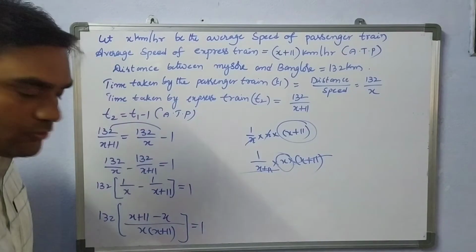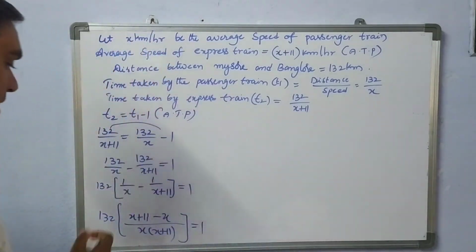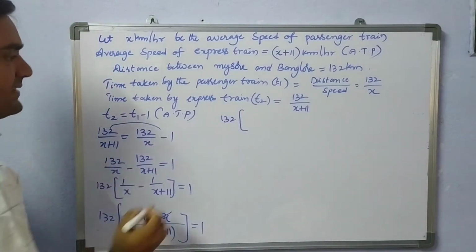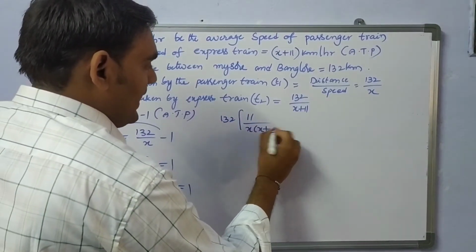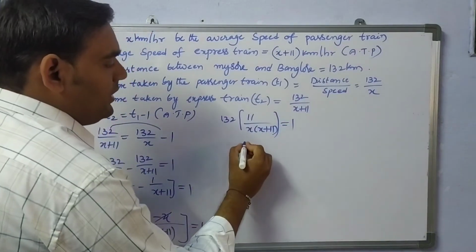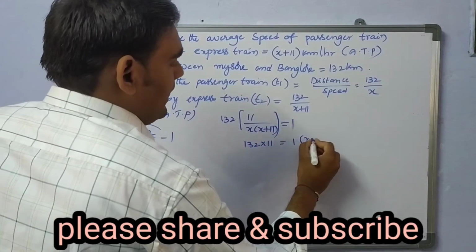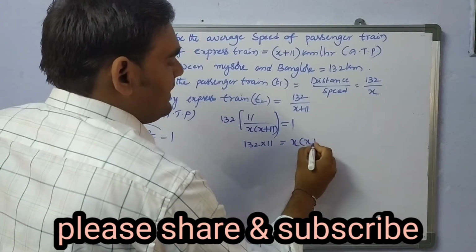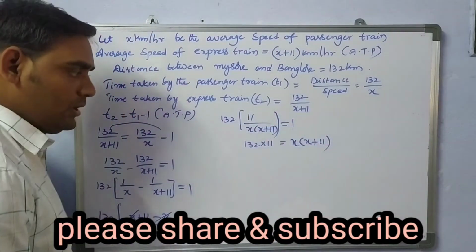We got here x. So like that I got these things. Now this can be written as 132 into plus x minus x gets cancelled. 11 by x into x plus 11 is equal to 1. So here 132 into 11 is equal to 1 into x plus 11. We can write as x into x plus 11. See here, 1 into x plus 11, we will get x plus 11 only.